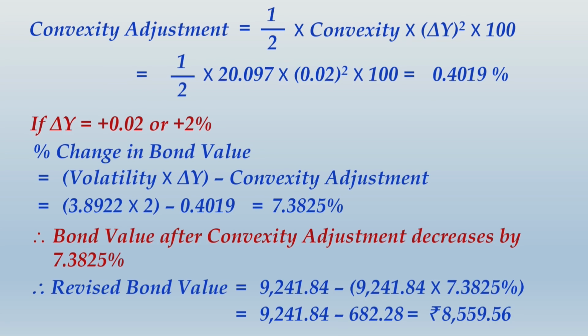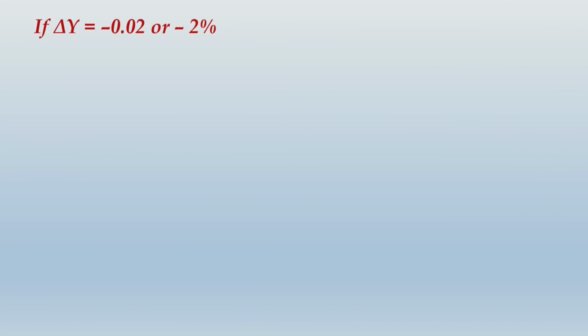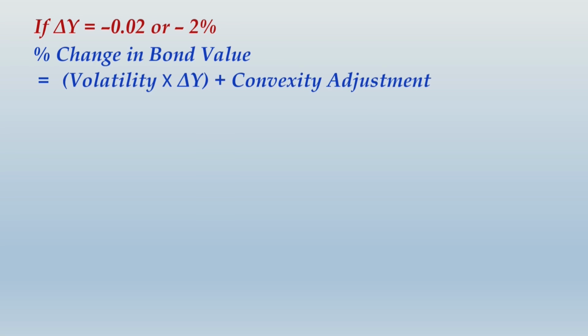Alright friends, let us now move ahead and look into the other case, that is when the yield rate reduces by 2%. So delta y is negative 0.02 or minus 2%. So the percentage change in the bond value will be volatility into delta y plus the convexity adjustment, and that will give you a positive 8.1863%. That is increase in the bond value by 8.1863%.